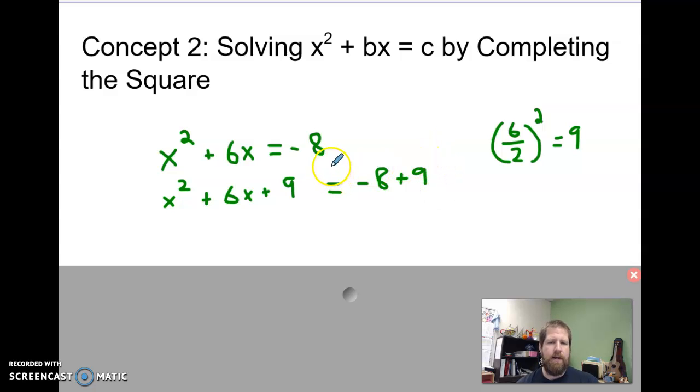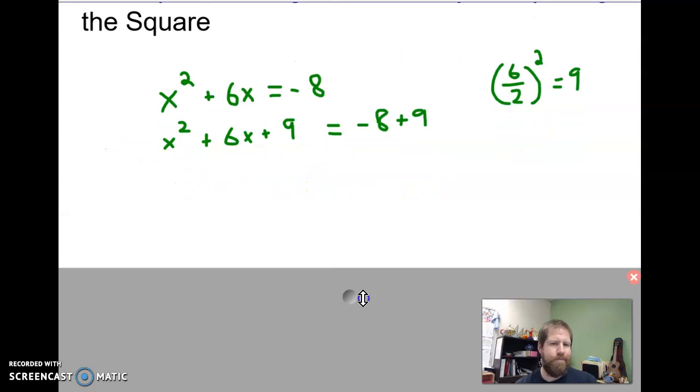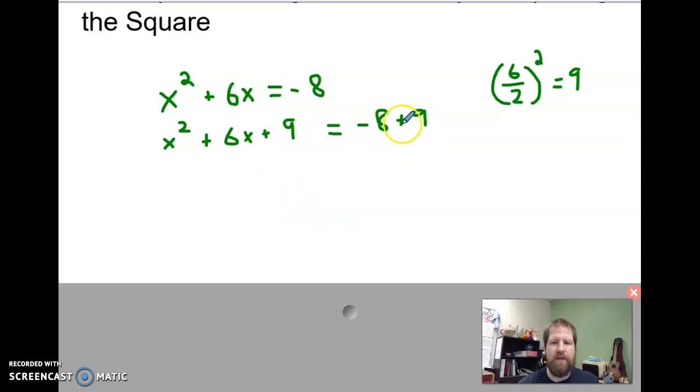All right. One problem that does crop up with students completing the square is they will put their value in here to complete the square, but they'll forget they've got to add it to both sides. Okay, so keep that in mind. You always got to do the same thing to both sides, just like we've always done.